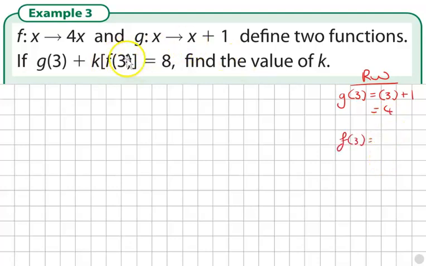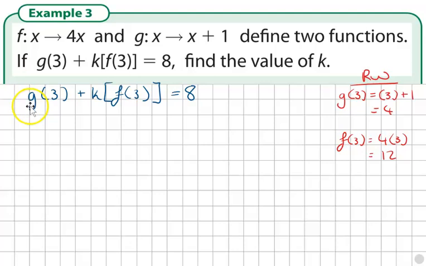Then we're going to work out f of 3. So f of 3, we're going to go to our function f of x, which is 4x. We're going to swap that x for a set of brackets and put 3 into the brackets. 4 times 3 is 12. So f of 3 is 12. So we have g of 3 plus k times f of 3 is equal to 8. So g of 3 is 4. We got that from our rough work over here. Plus k times f of 3, which is 12, is equal to 8.